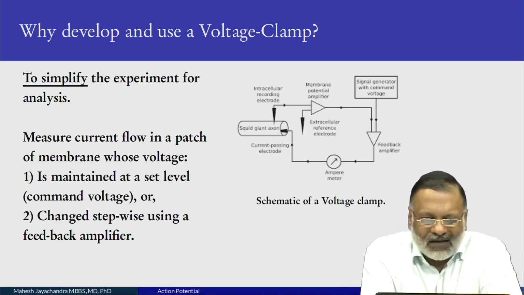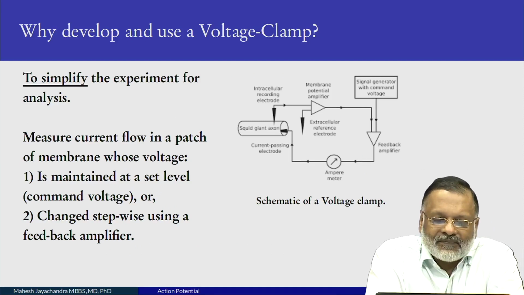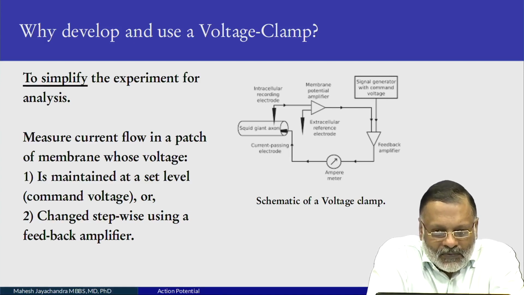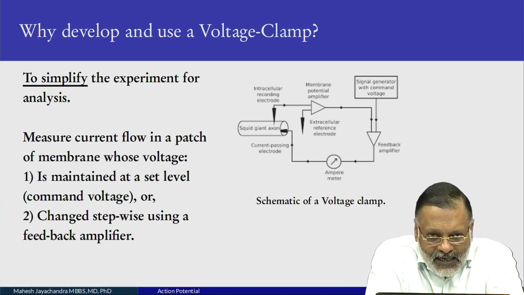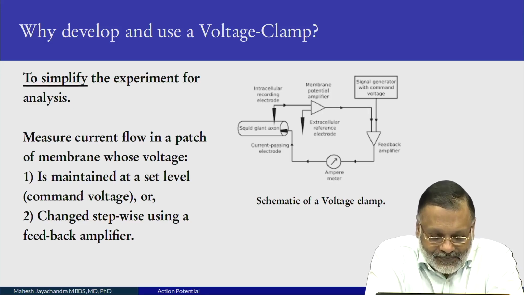So now coming to the voltage clamp, we can measure from inside the cell, no problem. Why do we need to clamp the voltage? We do it to simplify the analysis. With the voltage clamp, we can measure current flow in a patch of membrane whose voltage is maintained at a set level. It's called the command voltage, or it can be changed stepwise using a feedback amplifier.